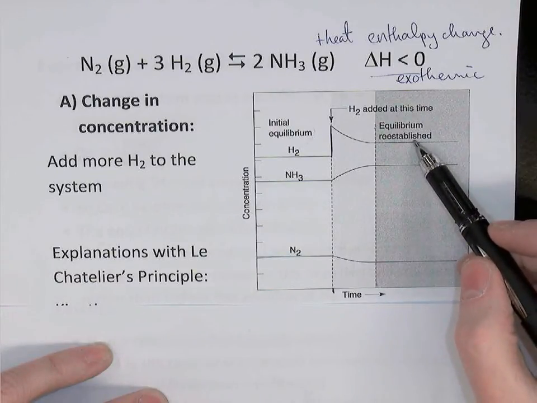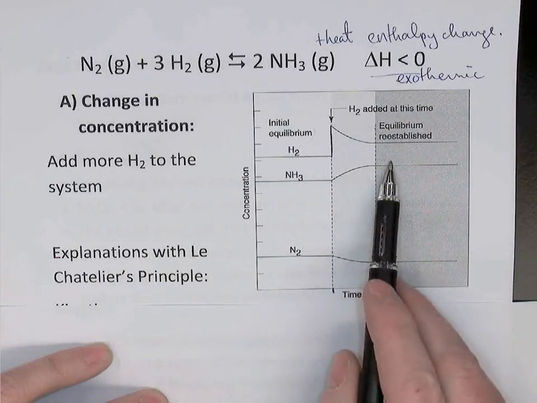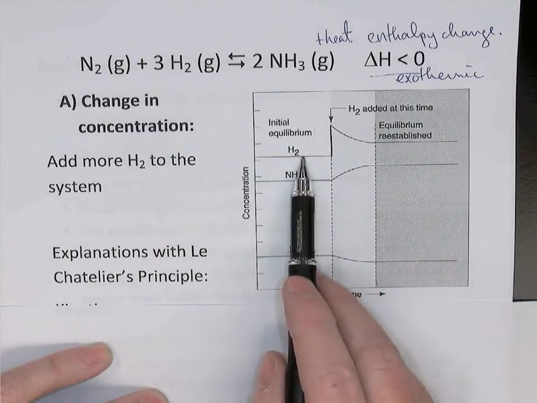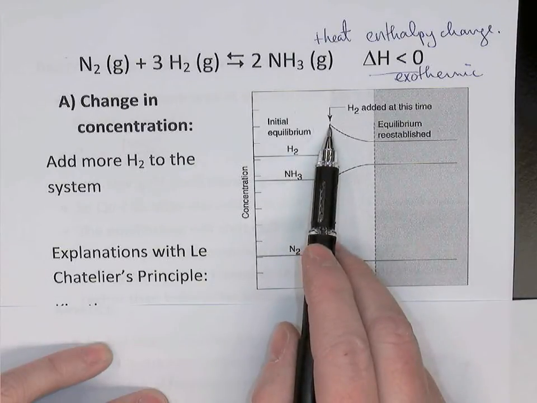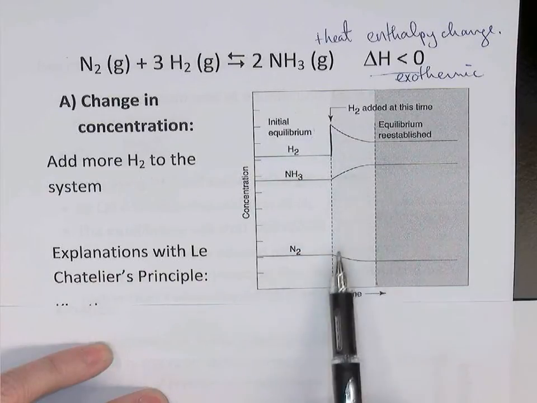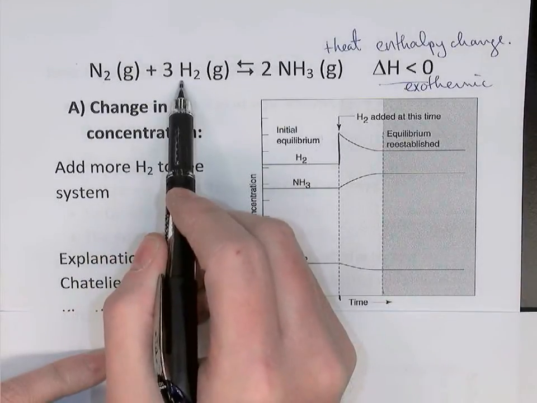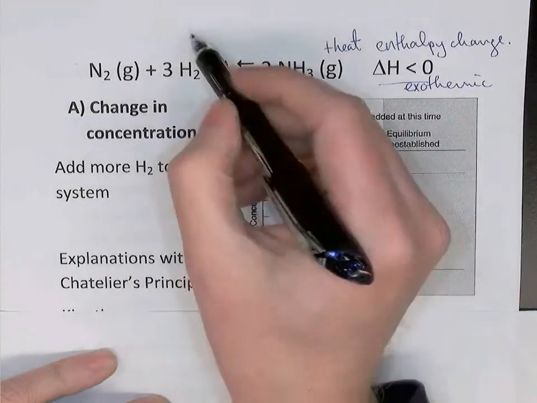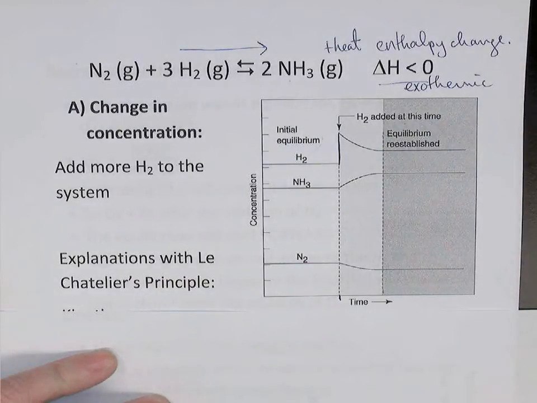In the new equilibrium system, notice that you have less nitrogen than you did originally, you have more ammonia than you did originally, and you have more hydrogen than you did originally, but you have less hydrogen than you did immediately after the stress. So the amount of hydrogen right after the stress decreased along with the nitrogen. So looking at my balanced equation, these two things decreased after we added the hydrogen, and the ammonia increased. Therefore, adding hydrogen caused our reaction to shift in the forward direction.